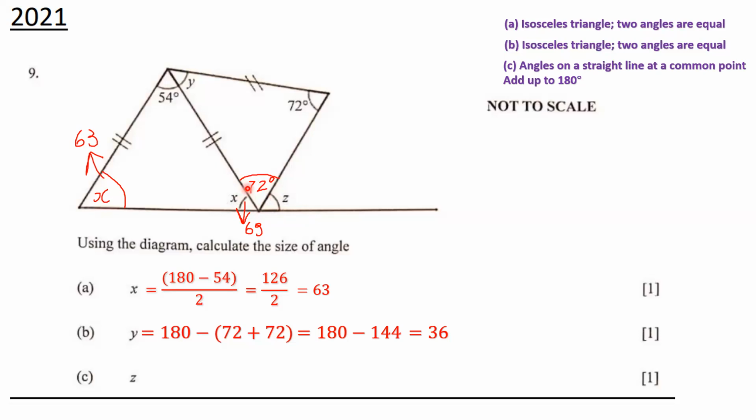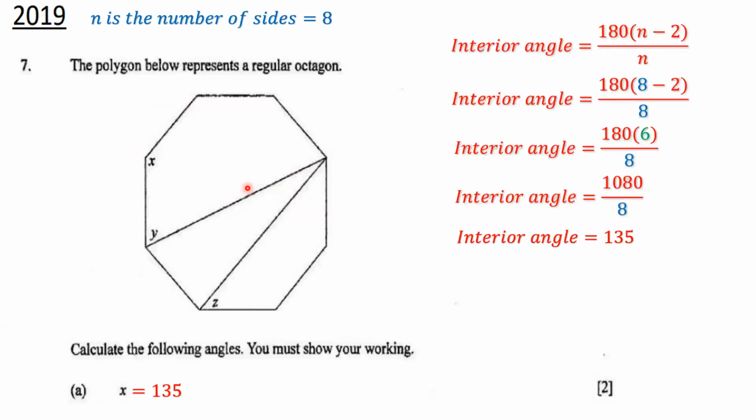And so in order to get what z is, we're going to subtract. So we're going to say, okay, 180 degrees minus 63 plus 72. So we add the 63 and the 72 together, and then we subtract that answer from 180 degrees. So 180 minus 135, we got the 135 because we added 63 plus 72, which is 135. And so we have 180 minus 135, which is going to be equal to 45 degrees. Okay, let's move on to the next question.